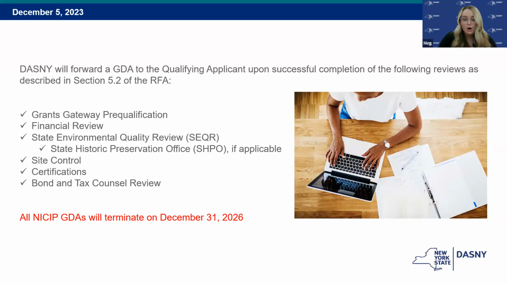All NICIP GDAs will terminate on December 31st, 2026. There will be no extensions or exceptions to this. It is expected that the project will be fully completed and all payment requisitions will be processed and paid by this deadline. Any NICIP funds not dispersed by the state will be forfeited by the grantee and made available for future NICIP funding opportunities.